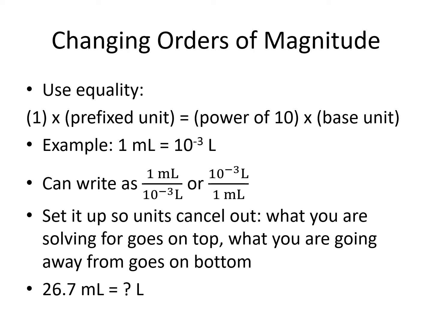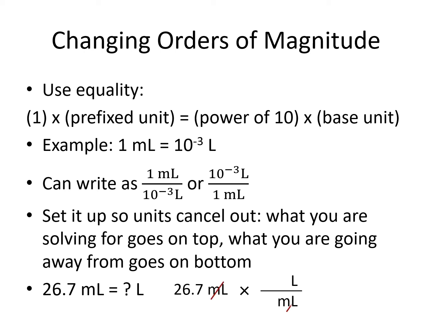My prefix and my power of 10 always go on opposite sides of my equality, and therefore opposite sides of my conversion factor. Again, I can write my conversion factor 2 different ways, either with milliliters on top and liters on bottom, or liters on top and milliliters on bottom. I will choose the one that allows my units to cancel out properly. For example, to go from 26.7 milliliters to liters, I would start by writing down the number I'm given, 26.7 milliliters. Then I would choose a conversion factor that has milliliters on the bottom to cancel out with the milliliters I start with.